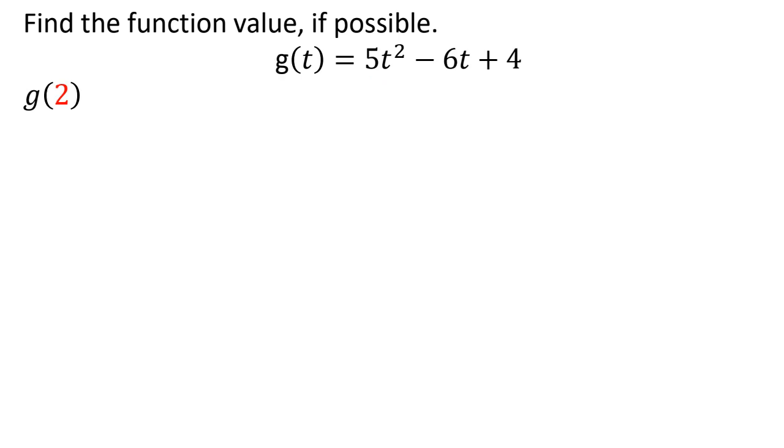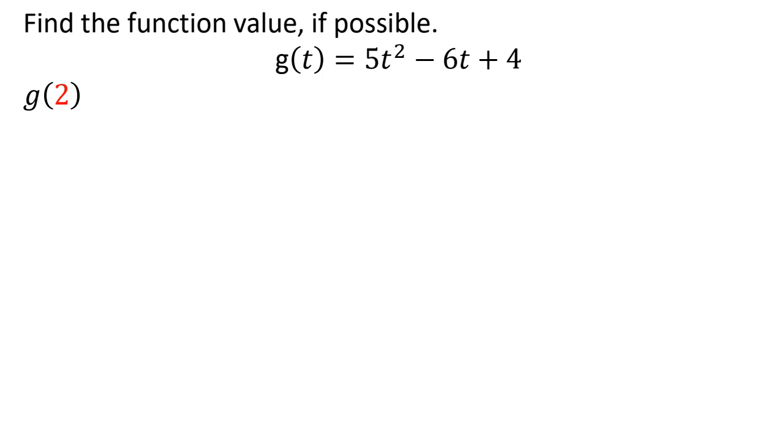So let's try one more. We have the function value. Evaluate the function value possible. They're giving us a function, g of t is equal to 5t squared minus 6t plus 4. And they want me to evaluate the function at g of 2.